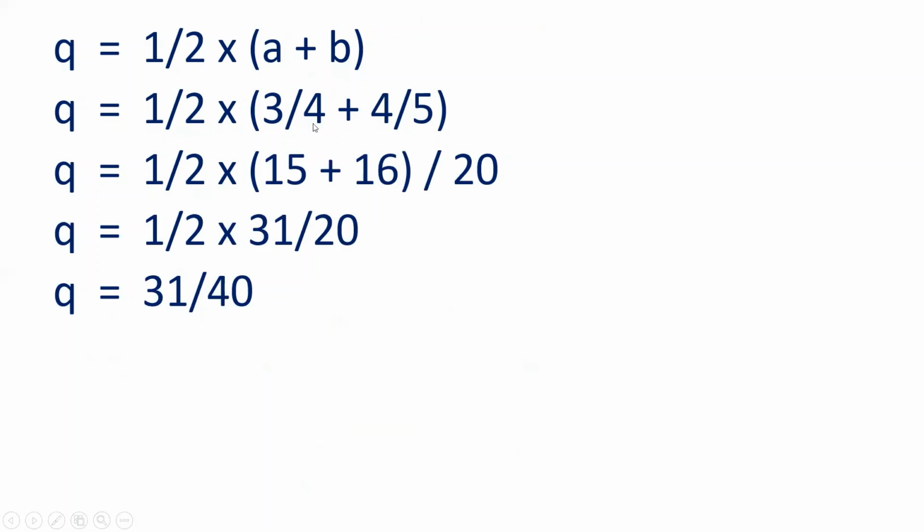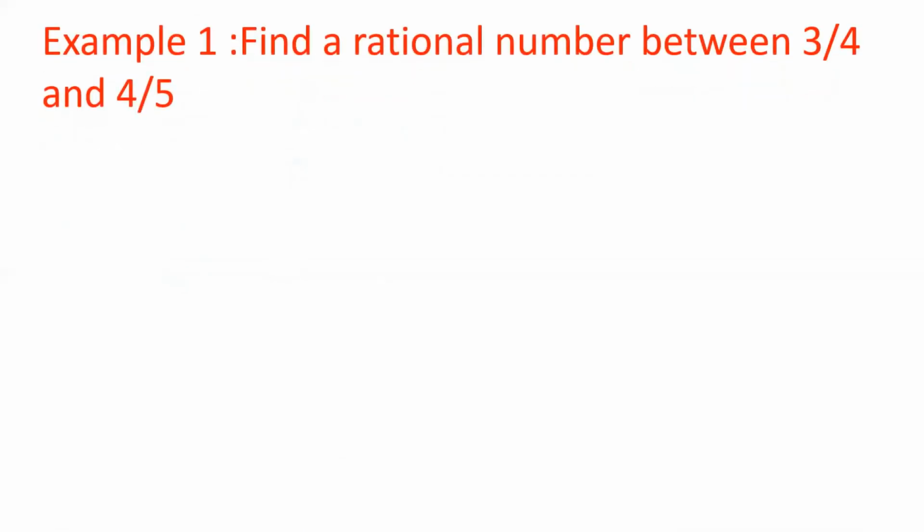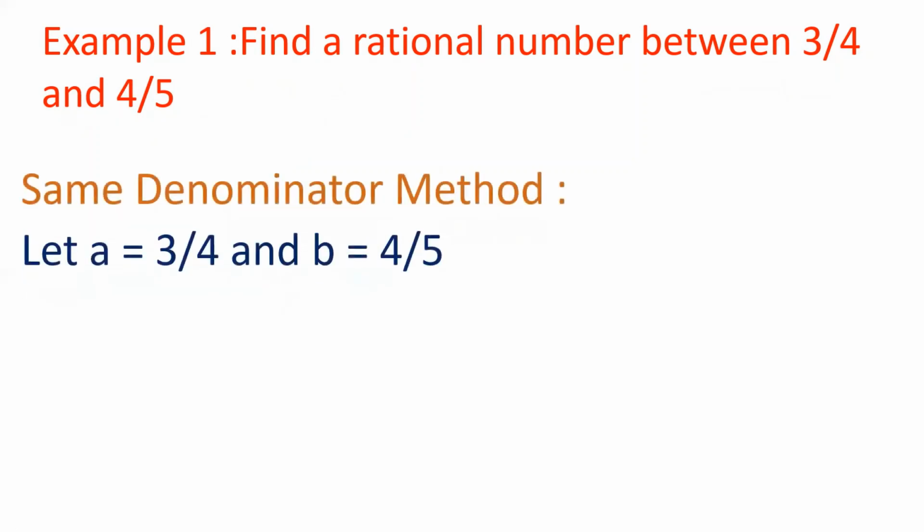Here inside the bracket, both the numbers have different denominators. So taking the LCM 20, we will get the sum 31 upon 20. And then dividing it by 2, we will get 31 upon 40, which is the rational number lying between the two given numbers. Next, the same example we are going to solve by the same denominator method.